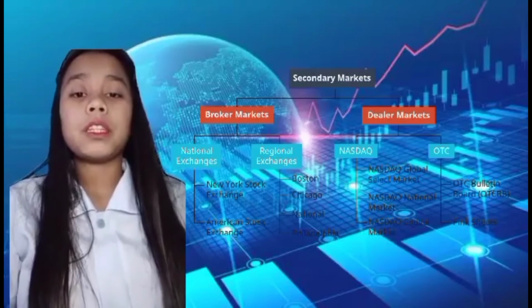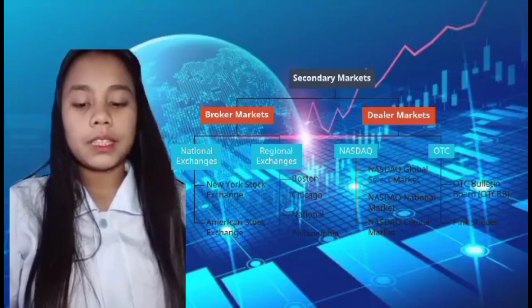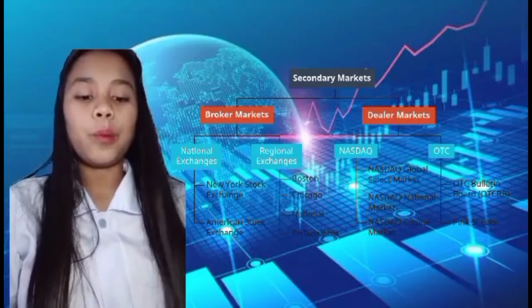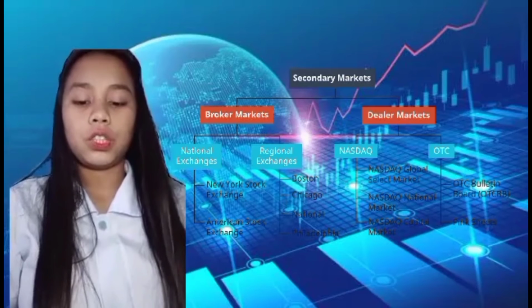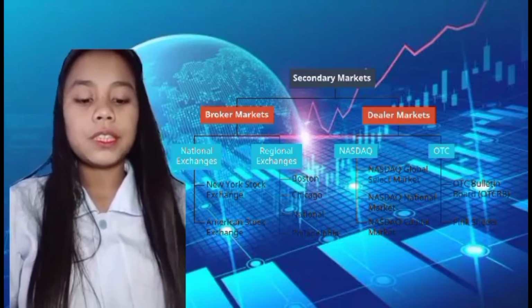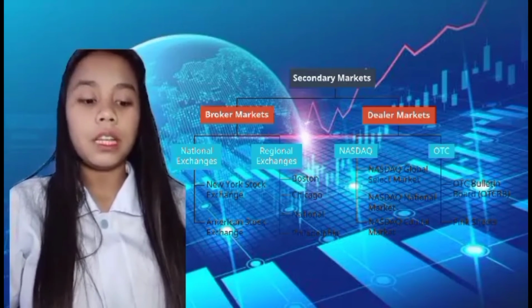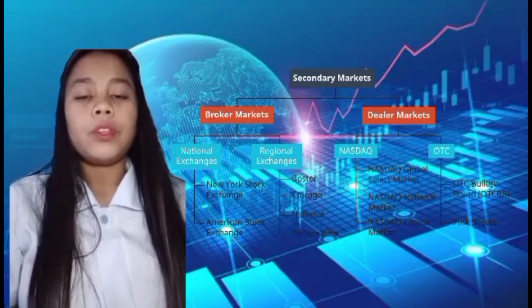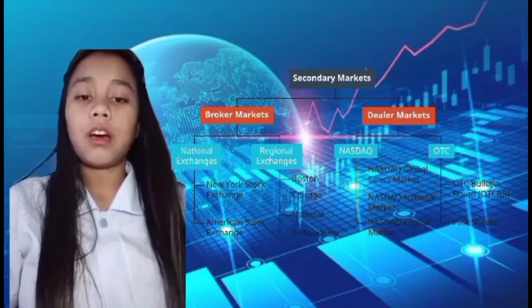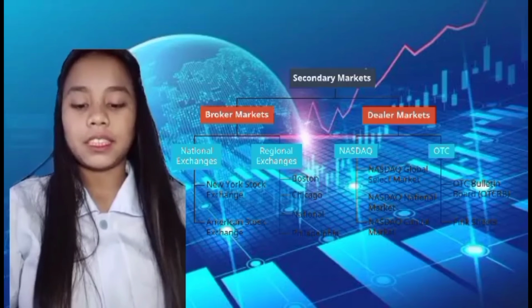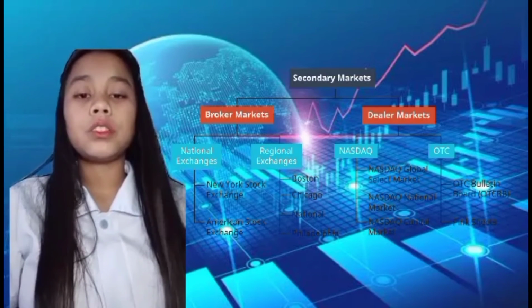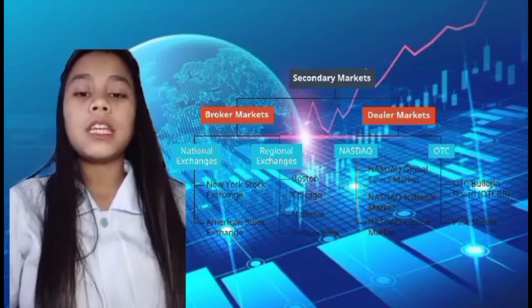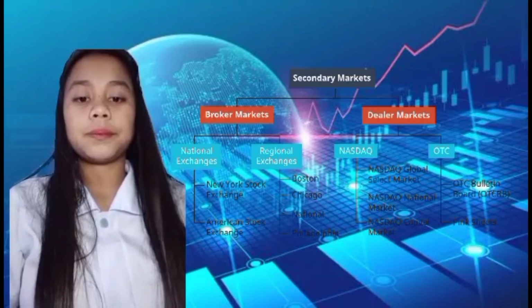The secondary market is divided into two, which are the broker markets and dealer markets. Under broker markets, there are security exchanges, where buyers purchase the securities from the seller through the broker. Dealer markets consist of the over-the-counter market and NASDAQ, where buyers and sellers do not trade securities directly as they do in the broker markets.